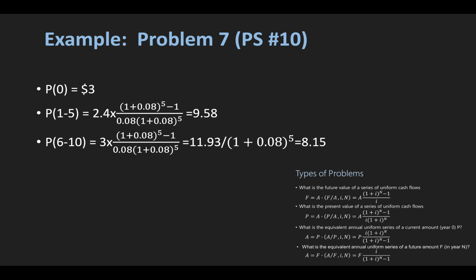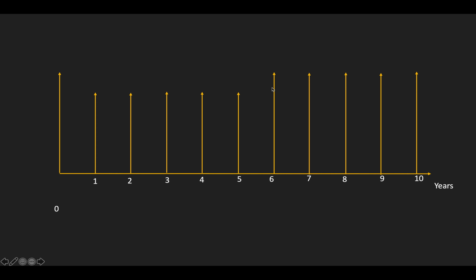For year 0, the cash flow in year minus 1 becomes the future. It's still in the future, right? We need to bring that future value back to present value at year 0. That's why here we divided again by 1 plus 0.08 to the power of 5. That gives us the final present value for the third part of this uniform cash flow.